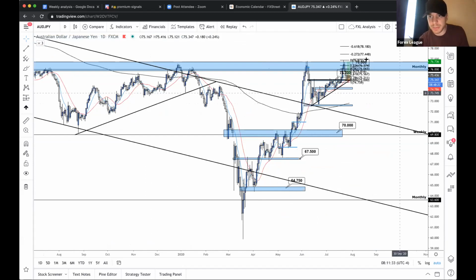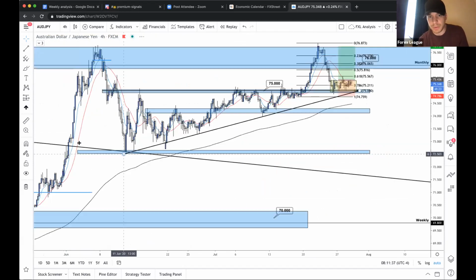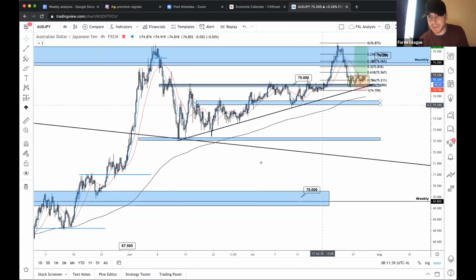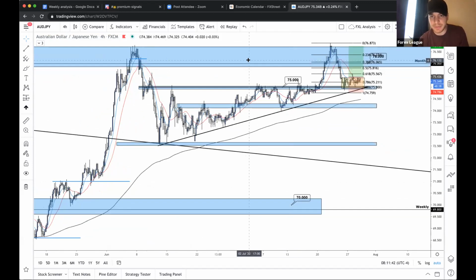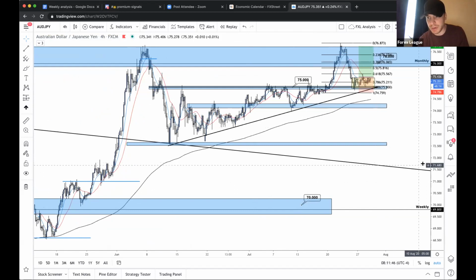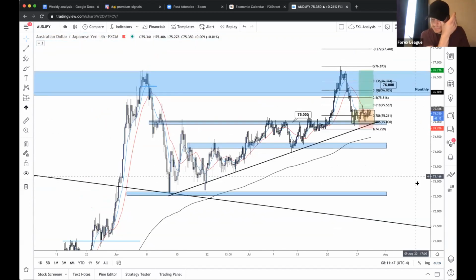But we are still pretty much right at this monthly zone. So let's go to the 4-hour and get an idea of what this is looking like. Okay, so this is that monthly zone, that last level of daily resistance before we consider it a daily bullish trend. So we want to see this monthly break.